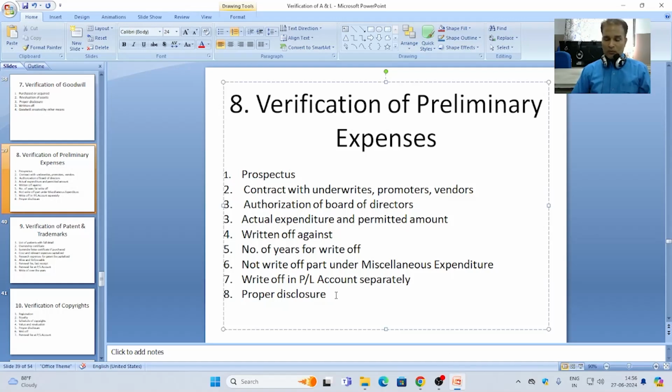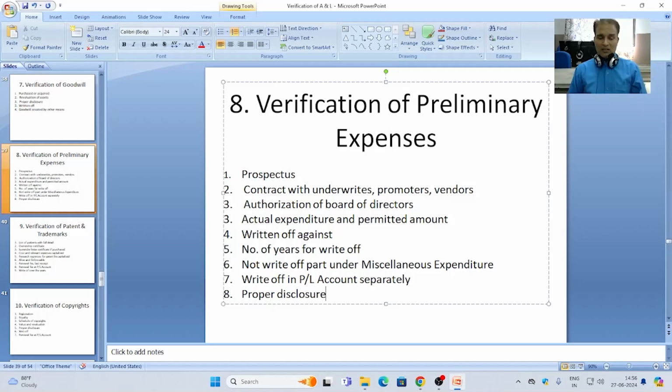Auditor has to ensure proper disclosure of the preliminary expenses in the books of accounts and also see compliance with the provisions of Companies Act 2013 regarding the disclosure, presentation and accounting treatment of preliminary expenses.